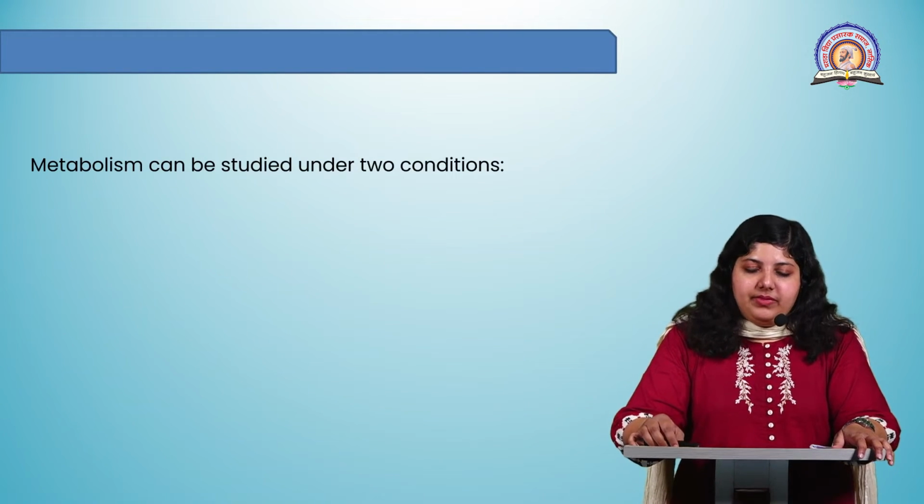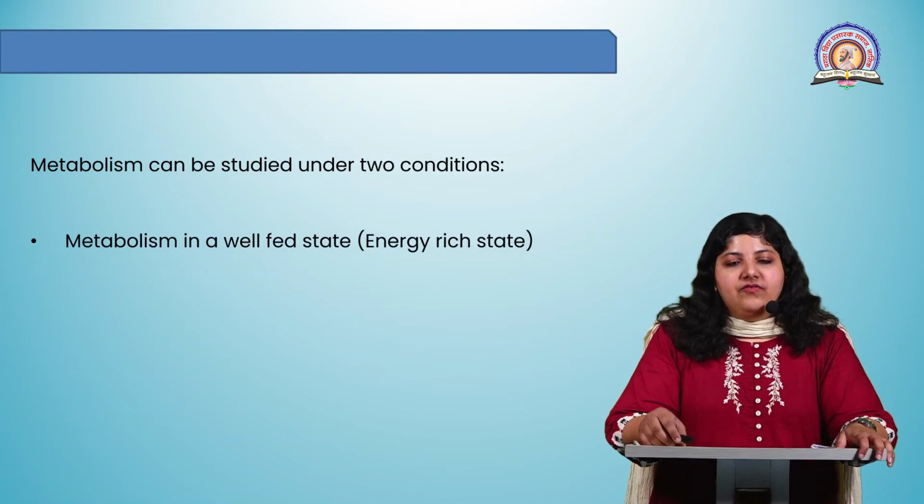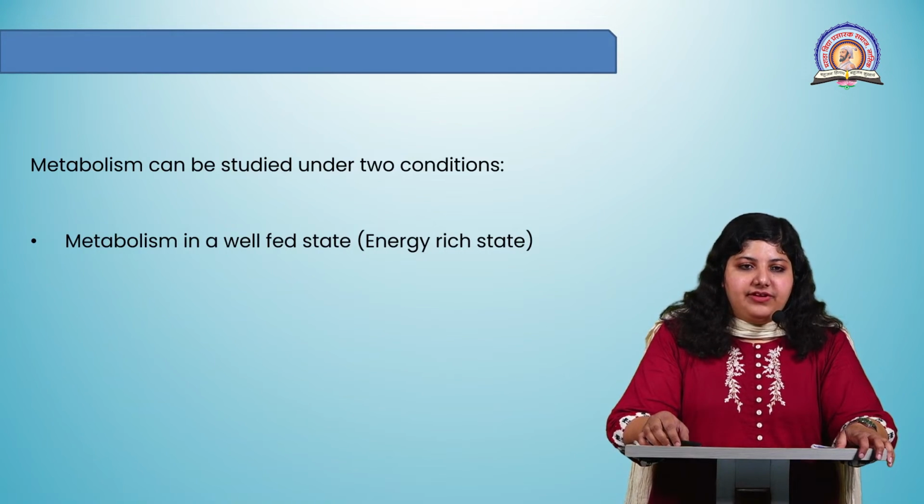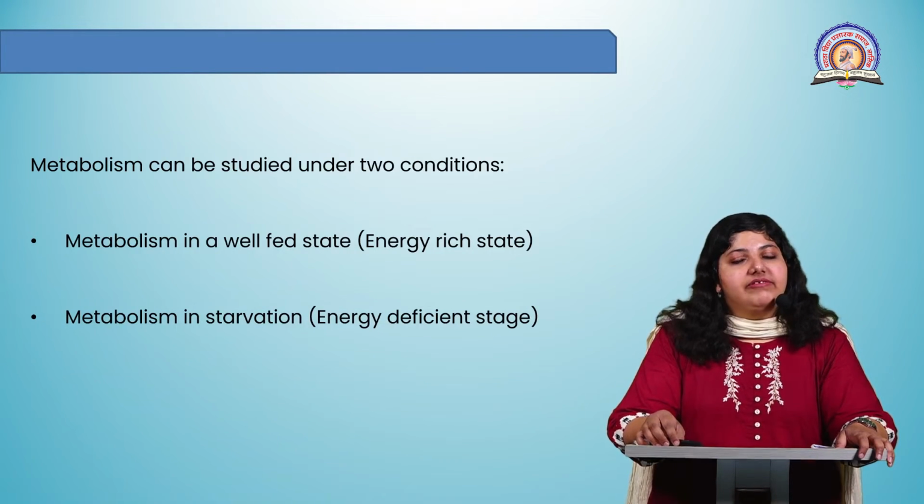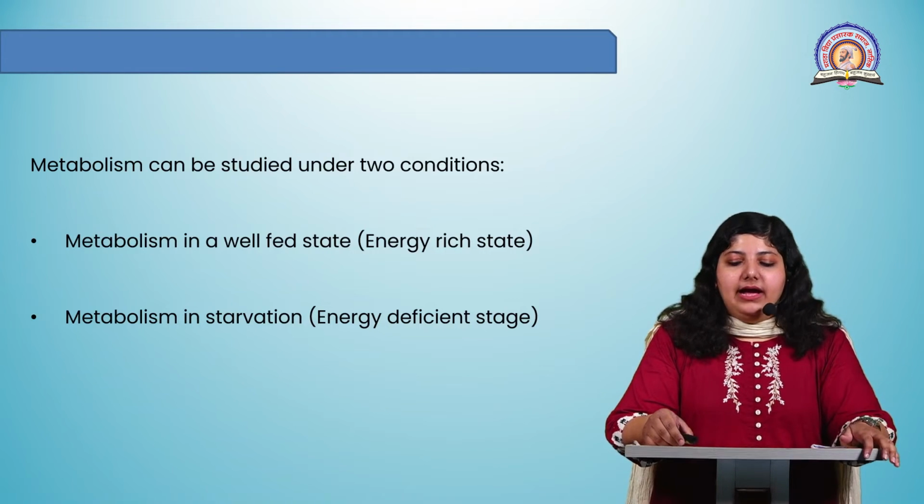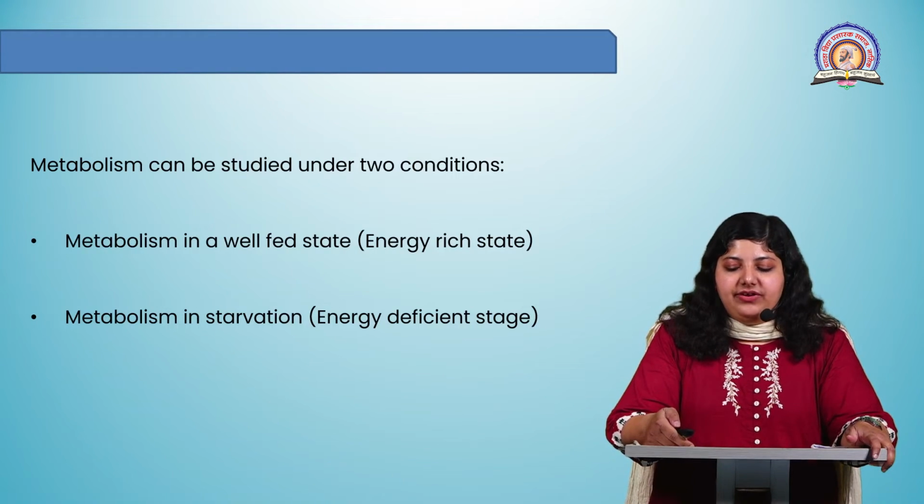So the metabolism can be studied under two conditions. First is metabolism in a well-fed state, also known as the energy-rich stage. The second state is starvation. Metabolism in starvation is also known as the energy-deficient stage. We will be seeing how the different pathways in the different organs operate in these two stages, and how the integration of metabolism takes place in the energy rich stage and energy deficient stage.